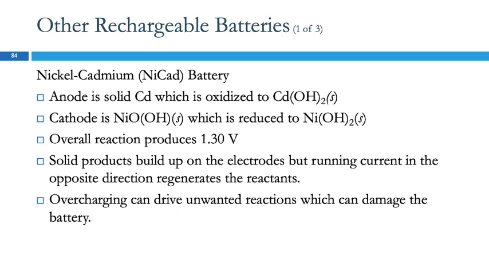Again, solid products build up on the electrodes, but if you run current through it in the opposite direction, you can regenerate the reactants. One of the problems, which I think a lot of manufacturers have largely solved, with recharging batteries is knowing when to stop. Because once you've gone all the way back and you've used up all those products, if you keep applying voltage and running current through it, you can get undesired reactions occurring. And that's where batteries can blow up, right? So most battery chargers now have electronics in them that can sense when the battery is fully charged and will shut it off. And that's really nice.